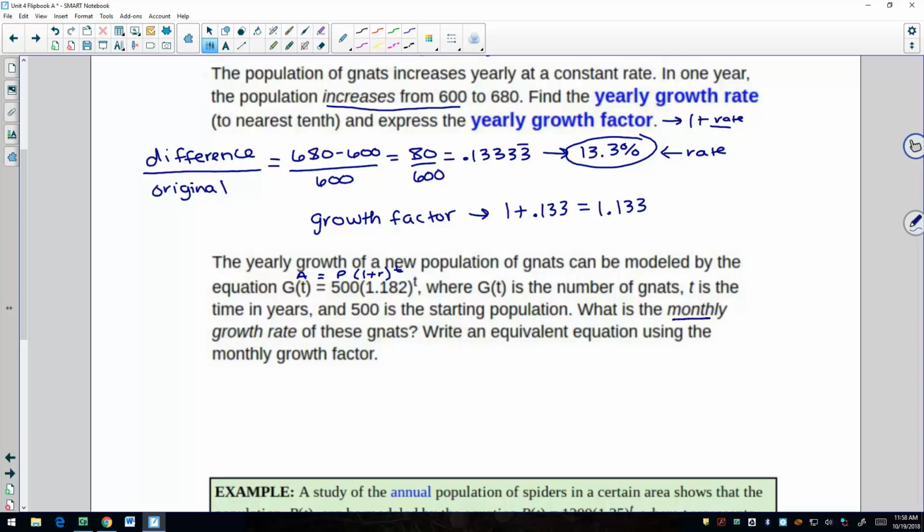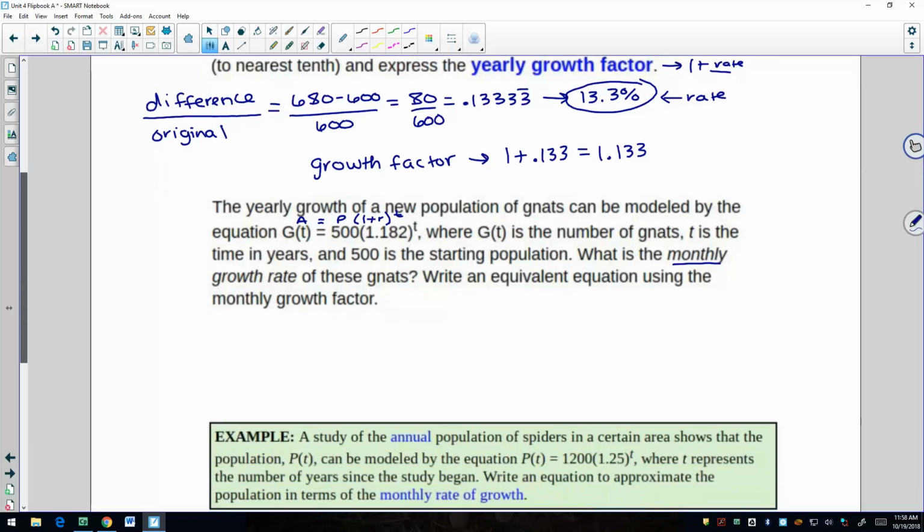What is the monthly growth rate of these gnats? So if they ask you to take an equation that's given in time, or time in years, and they want it monthly, here's what you do. You take your equation and you are going to raise the growth factor to the 1/12, because 1 month is a 12th of a year and everything else stays the same. That's it. So no matter what this number is, if they ask you to go from yearly to monthly, you just raise it to the 1/12.